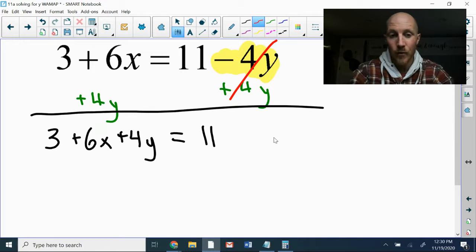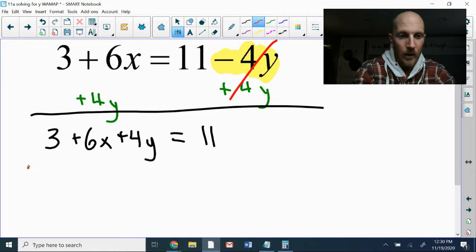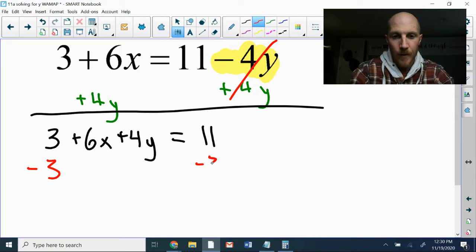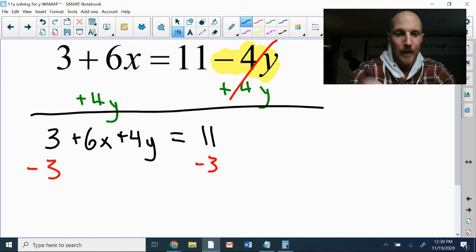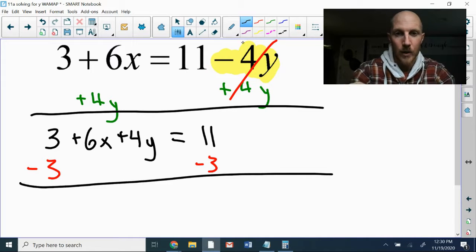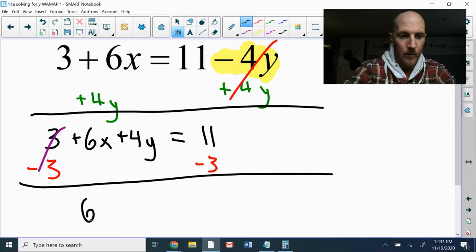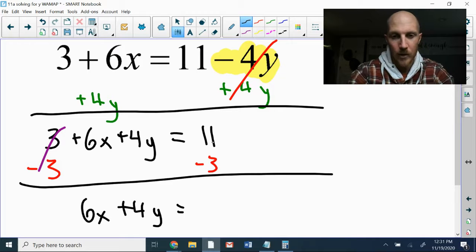Okay, so now I'm going to leave the y alone. Now that I got it moved, leave the y there. So I'm going to get rid of this other stuff. So I need to subtract the 3. The 3 is a like term with this 11. They're both just plain old numbers, so I can combine the 11 and the minus 3 together. So my 6x is going to come down, plus 4y, that's going to come down, equal sign comes down, and 11 minus 3, that's going to leave me with 8.